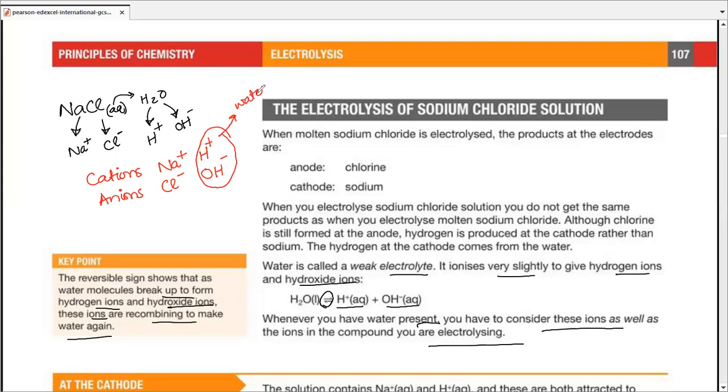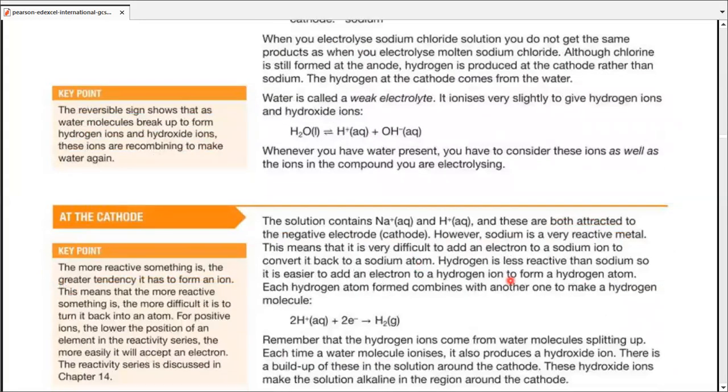So no matter which ionic compound we are going to mix in water and electrolyze, these two ions will always be present over there along with another cation and another anion. So every time we're going to consider these ions as well when you're electrolyzing something in the form of an aqueous solution. Get the point? Yes. So let's take a look at it in detail. What happens at the cathode, what happens at the anode.